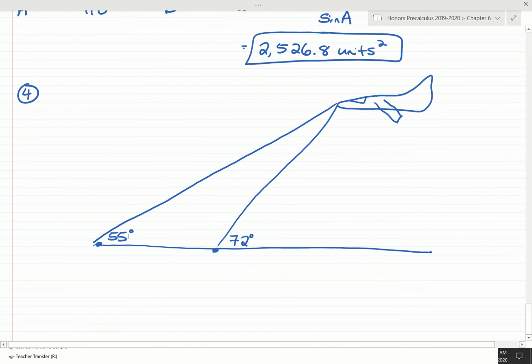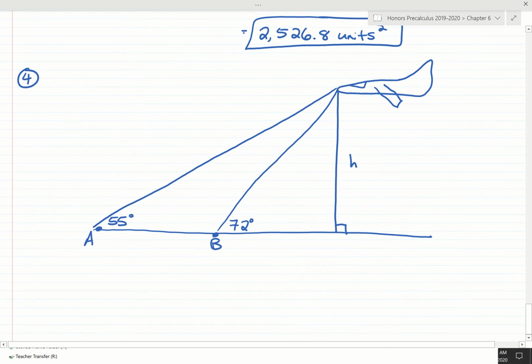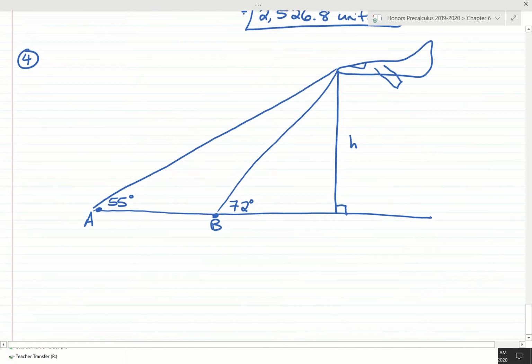Points A and B are on the ground. So A would be the 55 because that comes first. B is the 72. We are looking to find the height of the airplane, or the altitude. It says that the points are 2.2 miles apart. 2.2 miles. Okay, got it.